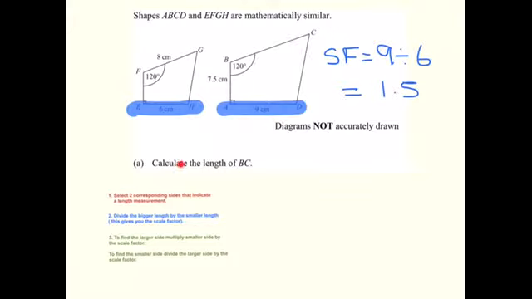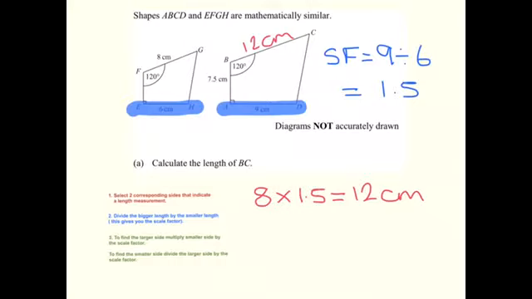Now the question asks us to calculate the length of BC, which is this length just along here. We have the corresponding length on the smaller shape of 8 centimetres. So what I'm going to do is 8 times the scale factor, which is 1.5, and that gives me a length of 12 centimetres. So now I can say that this top side is going to be 12 centimetres.